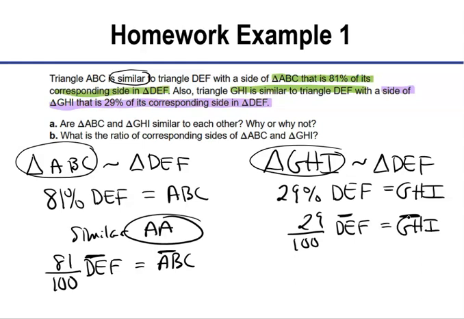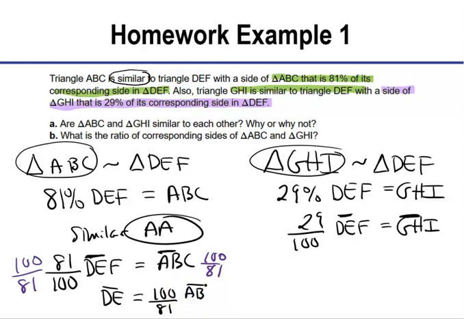Okay, so let's solve for side DE. Let's get it by itself. How am I going to do that? Well, I'm going to get rid of this 81 over 100. I'm going to multiply this side by 100 over 81, and I'm going to multiply this side by 100 over 81. So now we have the fraction that side DE is equal to 100 over 81 times side AB.